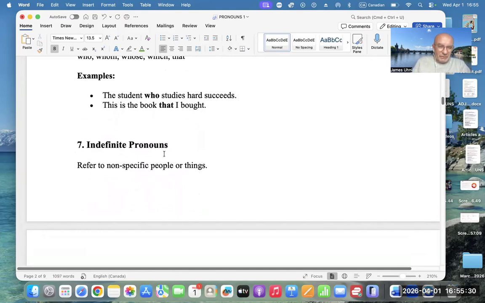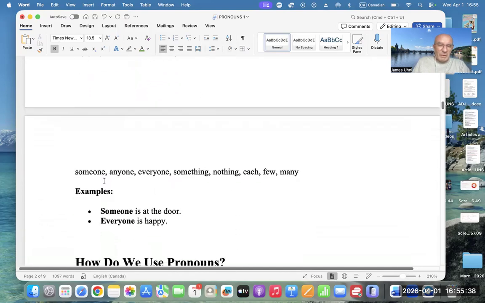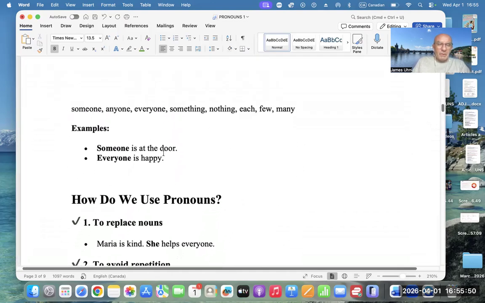Indefinite pronouns refer to non-specific people or things, and these are very interesting. Some, one, anyone, everyone, something, nothing, each, few, many. Examples: someone is at the door, everyone is happy.